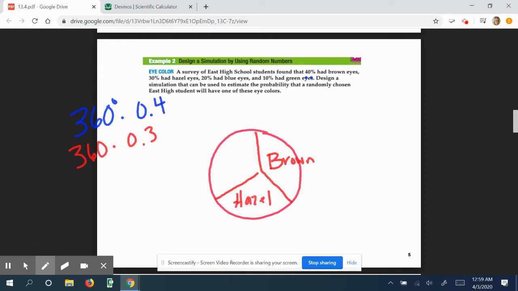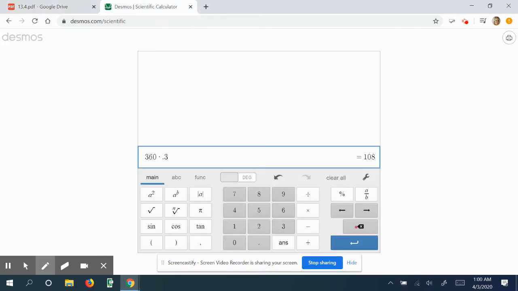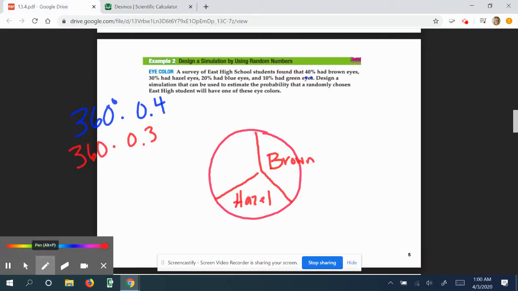Then the next one we're going to look at is blue, which is 20%. So that's going to be 72 degrees. Okay, that's blue. And then obviously the last one is going to be green. And I'll just write G for green.